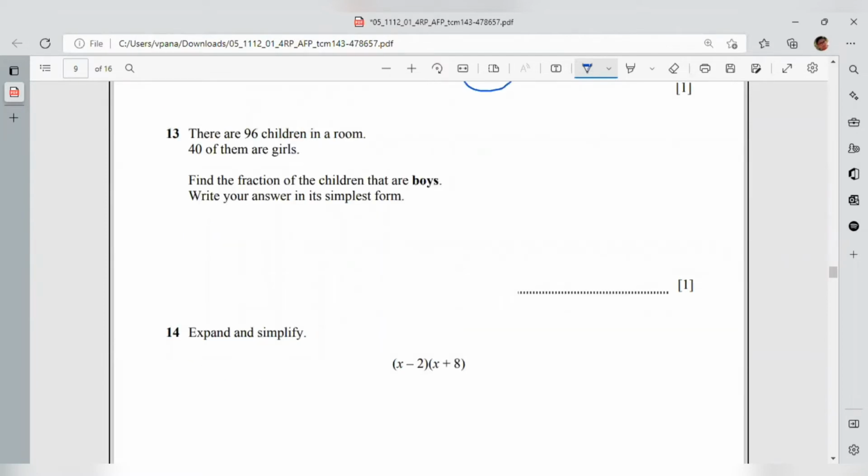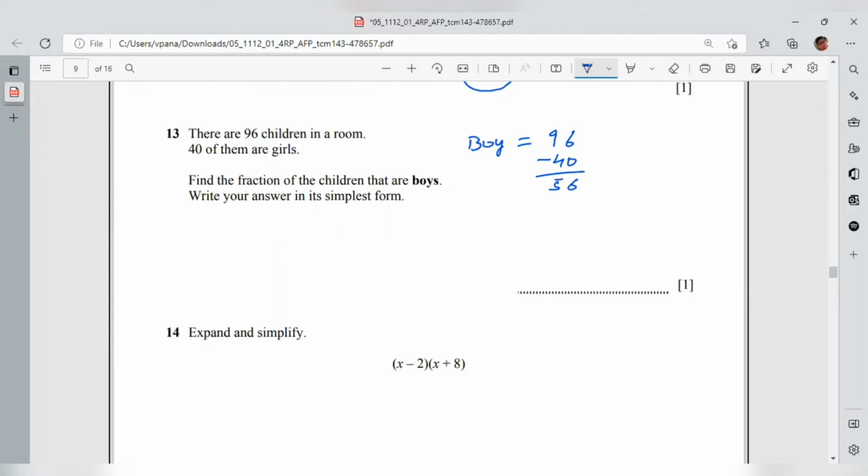There are 96 children in a room. 40 of them are girls. Find the fraction of the children that are boys. Write your answer in the simplest form. So 96 children in the room. 40 of them are girls. So number of boys. So boys are 96 minus 40, which is 56 boys are there.